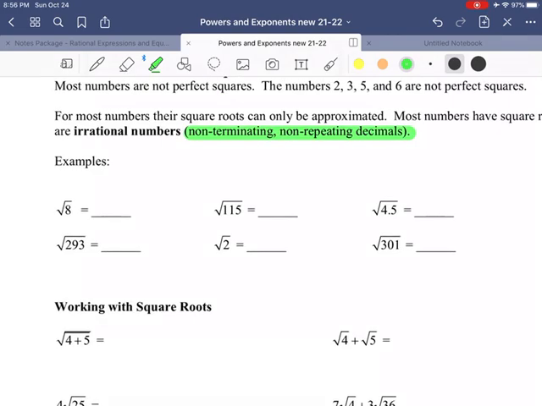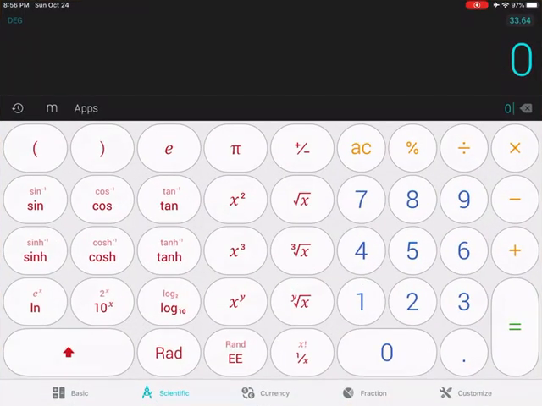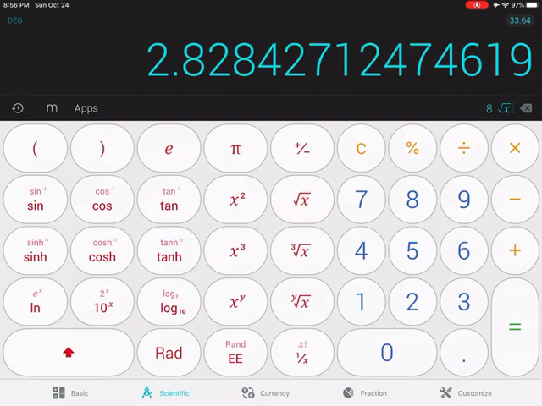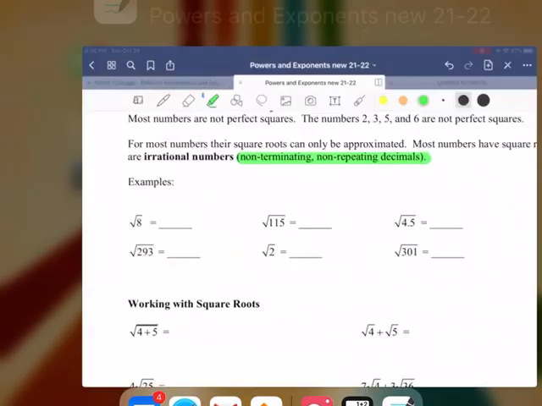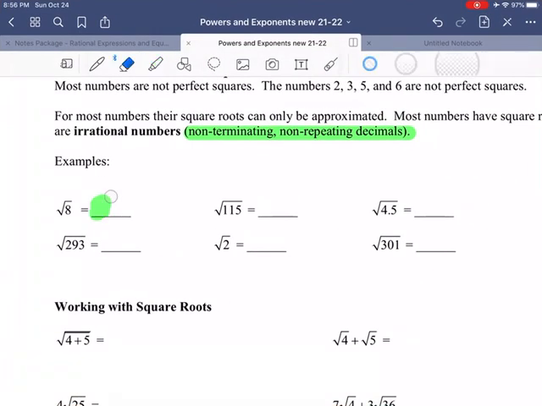So for example, the square root of 8. If you take 8 and find the square root, 2.82842, etc. The root of 115 is 10.7238. Now these are actually called principal square roots. These are the positive versions of the square roots. There are negative square roots, but we're not going to really dwell on those.